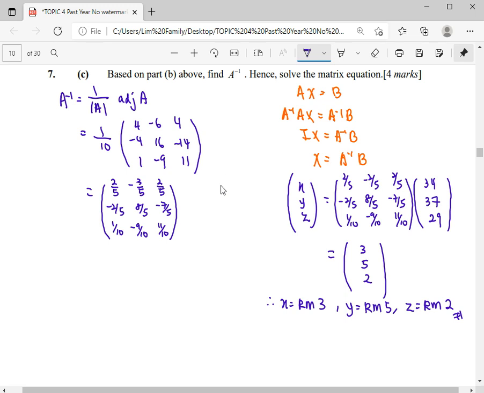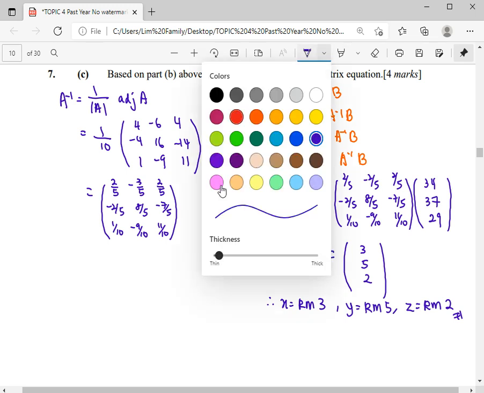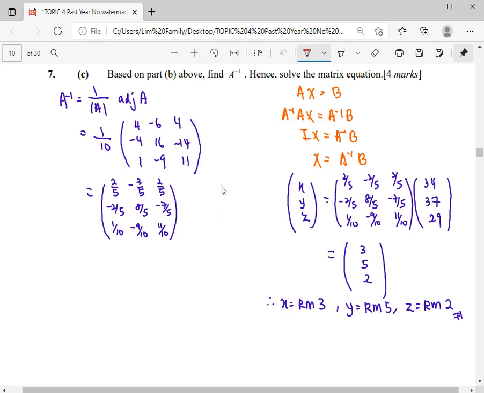So this is how we solve. Okay, so this is how we find our inverse matrix using the adjoint method and its answer. And finally, our concept of finding X, Y, Z and the answer. So don't forget to write out your answer. What is X? What's your Y? What's your Z?